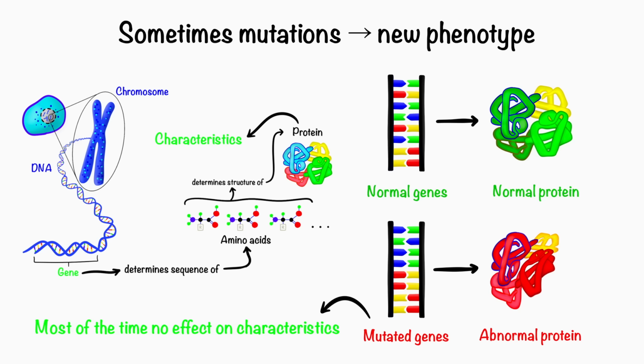If the environment changes and the new phenotype makes an individual more suited to the new environment, it can become common throughout the species relatively quickly by natural selection. In our next episode, we'll explore natural selection and how it drives evolution.